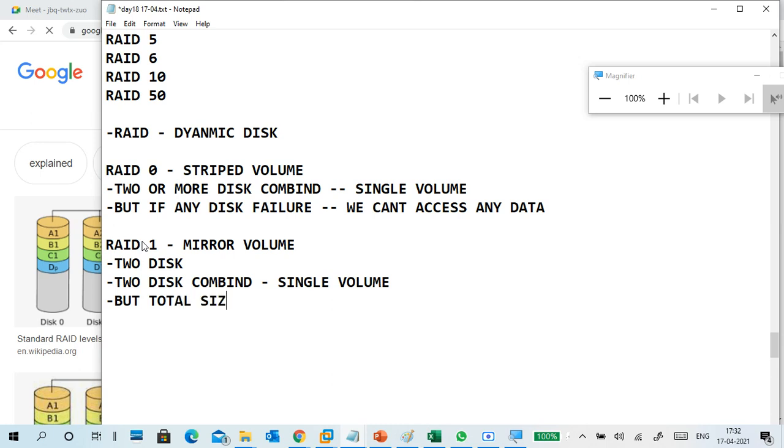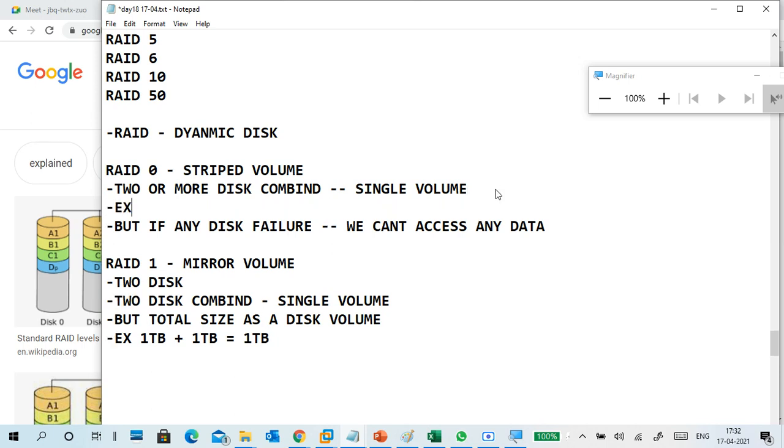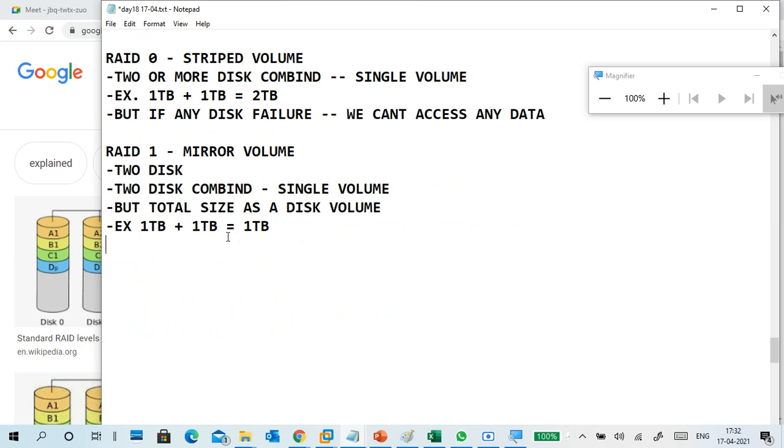So two disks combined make a single volume, but the total size is that of one disk only. The volume should be the same. Example, if I take 1 TB plus 1 TB, it equals 1 TB only. So what is the advantage of this one?